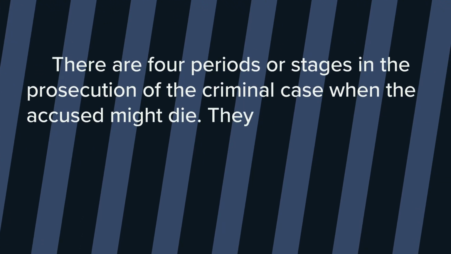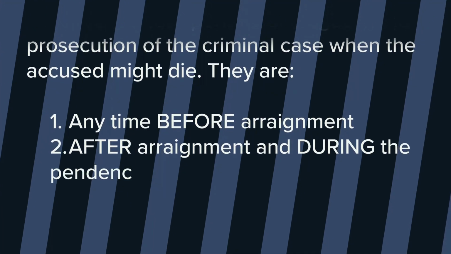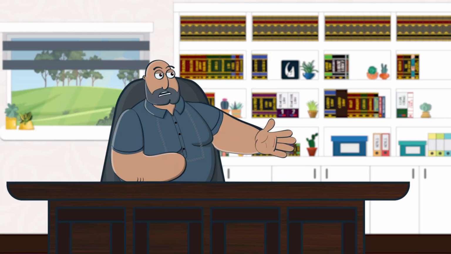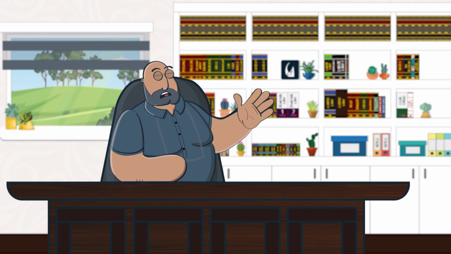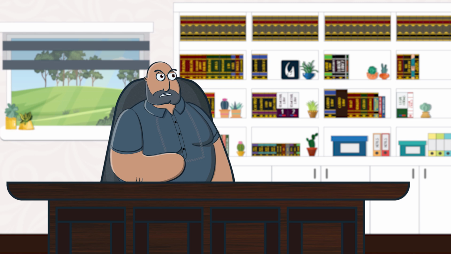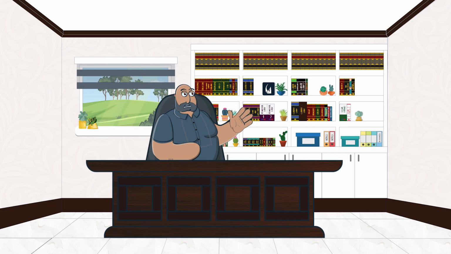They are: number 1, anytime before arraignment; 2, after arraignment and during the pendency of the criminal action; 3, during appeal; 4, after judgment. Section 4 of Rule 111 of the Rules of Court tells us that if the accused dies at any time before arraignment, or that part of the prosecution where the accused must stand before the judge and the clerk of court will read to him or her the specific facts and circumstances that amount to a crime, and the accused is asked whether he or she is guilty or not guilty, then the criminal case shall be dismissed. Absuelto ang ating akusado.